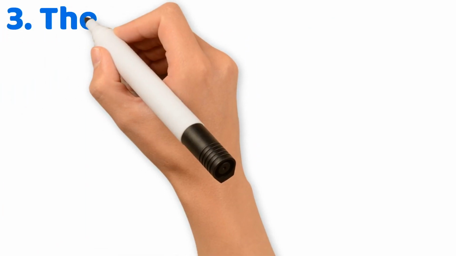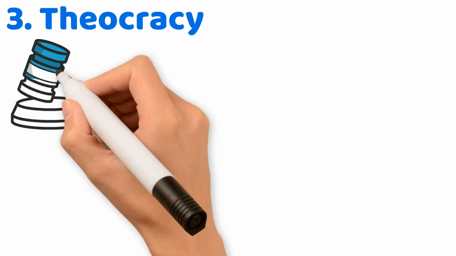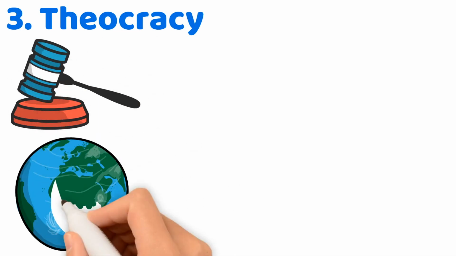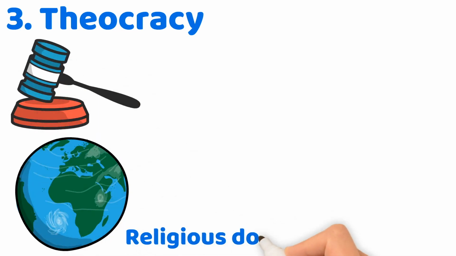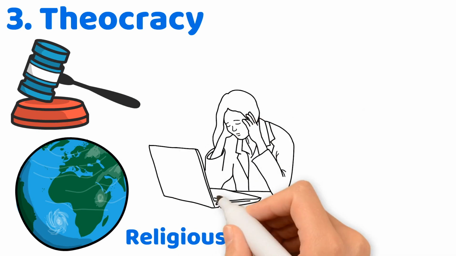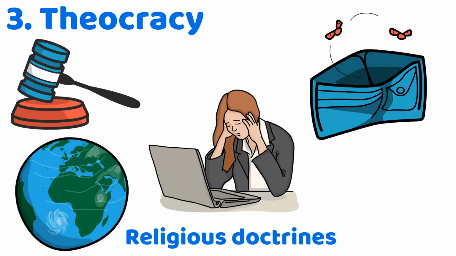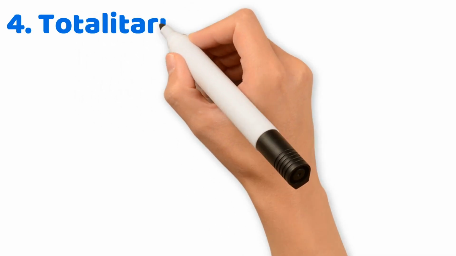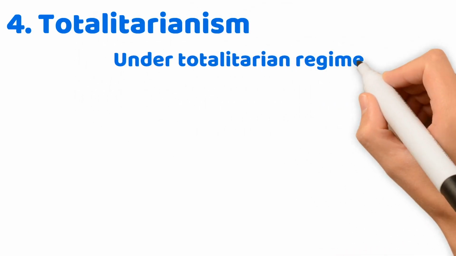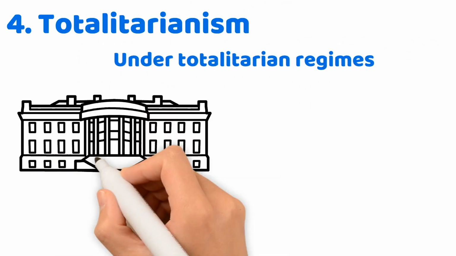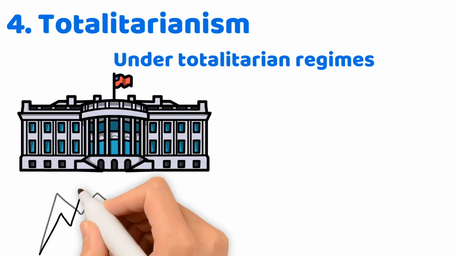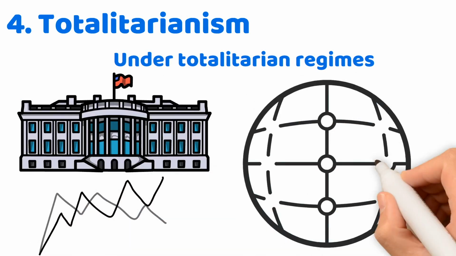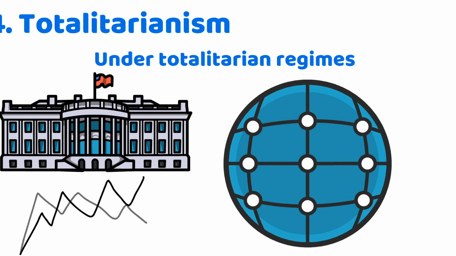3. Theocracy. In governments ruled by religious laws, economic activities are often closely aligned with religious doctrines. This can restrict certain types of businesses and affect the overall economic landscape. 4. Totalitarianism. Under totalitarian regimes, the government holds tight reins over the economy, often resulting in command economies where innovation and individual entrepreneurial activities might be stifled.